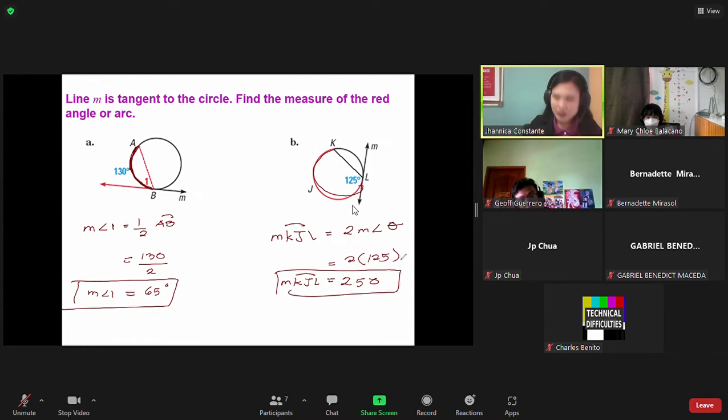So that's how we use the first theorem in finding the angle of our circle. So you need to check first if the angle is being produced by a tangent line and a chord. So let's have another example applying the first theorem about angles that we have.